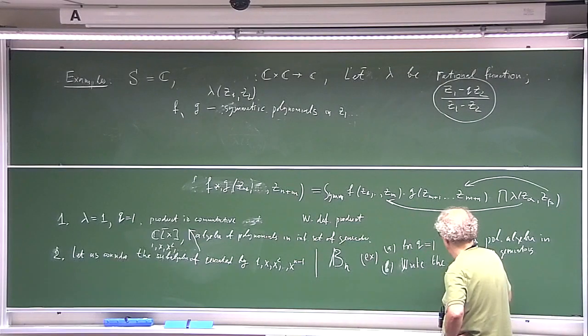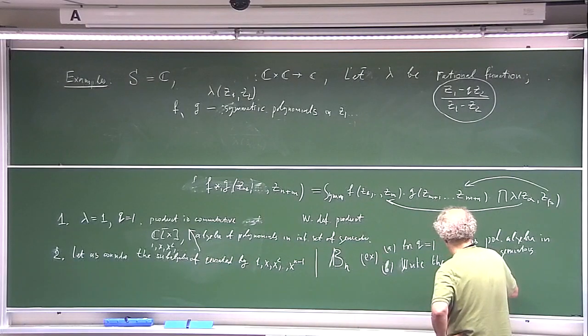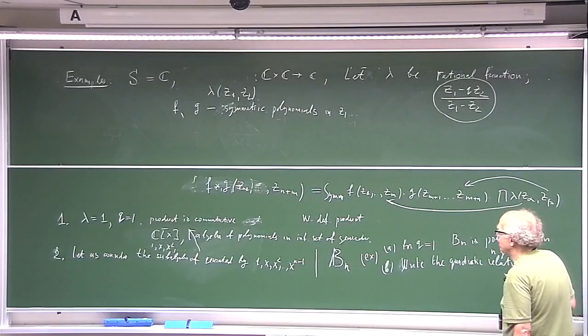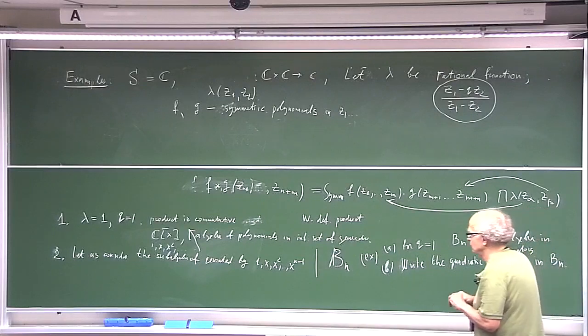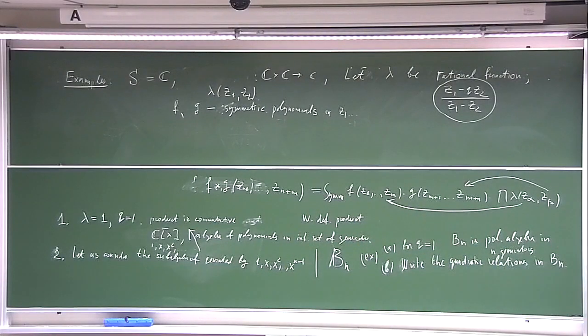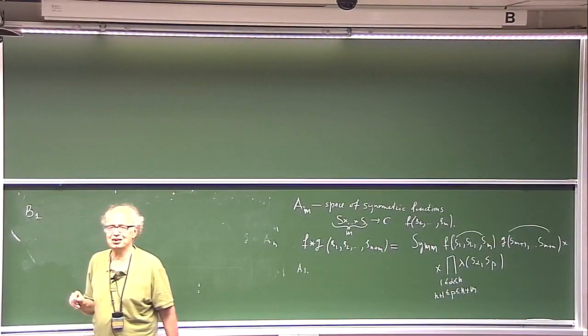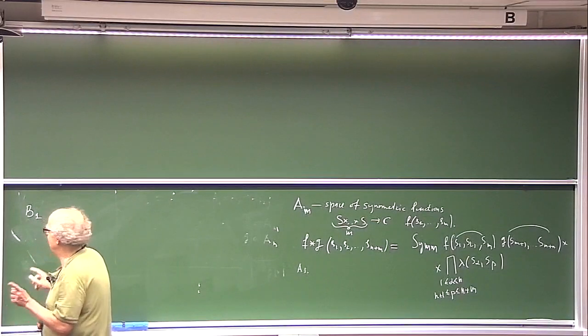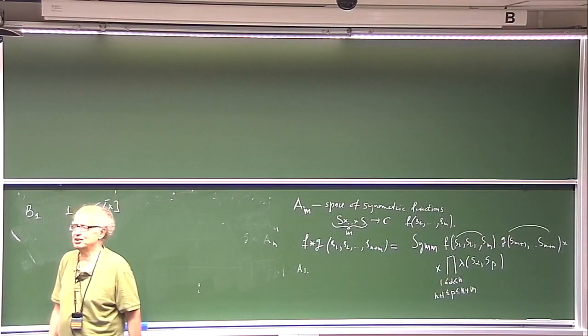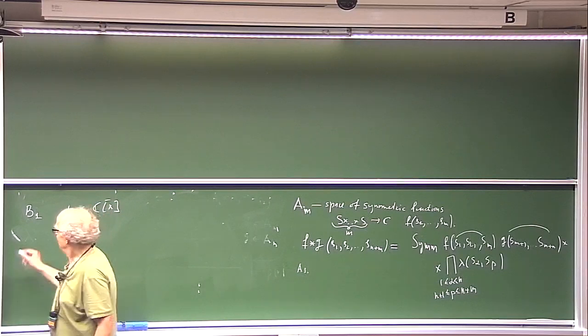write the quadratic relations in my algebra B_n. Let me just understand what I want. Well, algebra B_1 is just the algebra generated by 1 from C[x], and this algebra is surely a polynomial algebra in one variable. What is it?